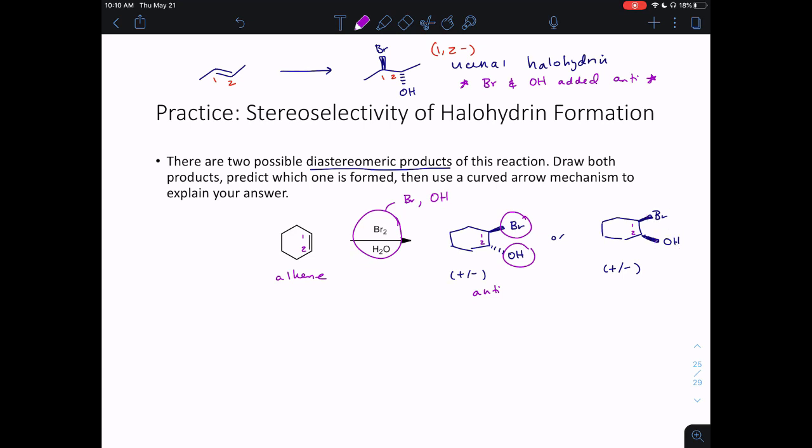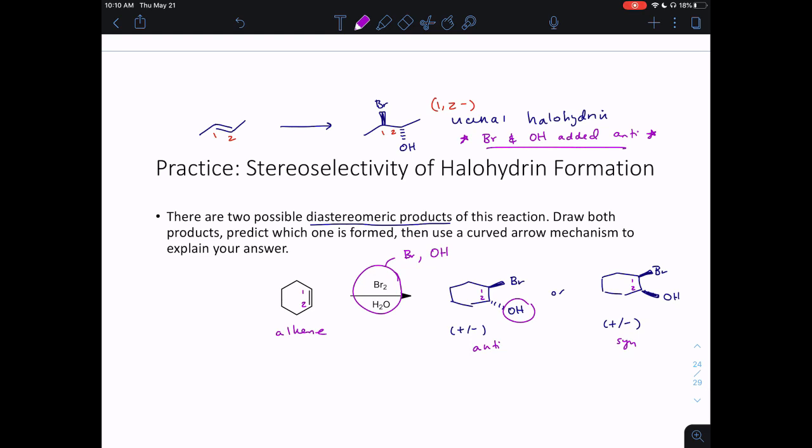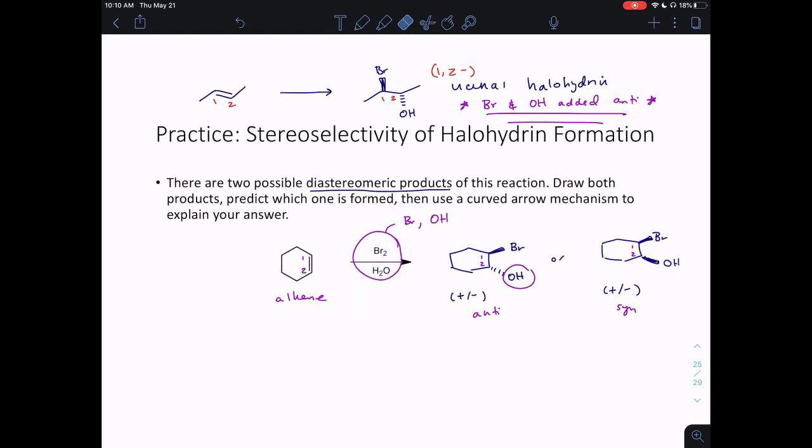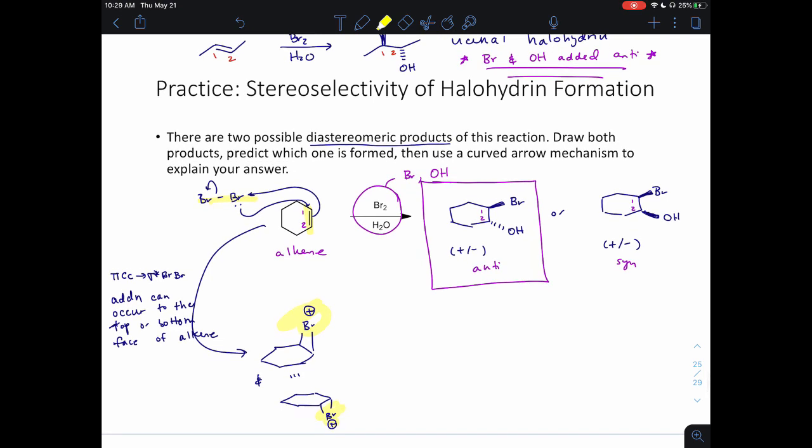Well, we learned in the previous example that this reaction proceeds via a bromonium ion. And so the two groups are going to add anti to one another. So the bromine and the hydroxyl add anti to one another. So the stereoisomer of product, the diastereomer that's formed, is this anti-diastereomer. The anti-diastereomer is formed as a racemic mixture. Addition of bromine occurs to either the top face or the bottom face of the alkene. Of course, these two bromonium ions are exactly the same.